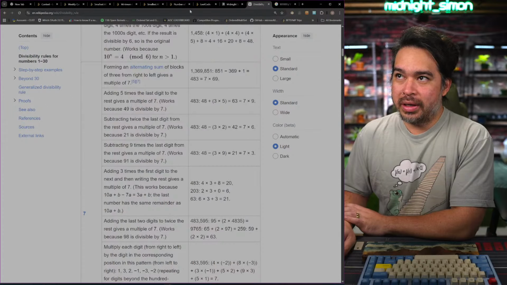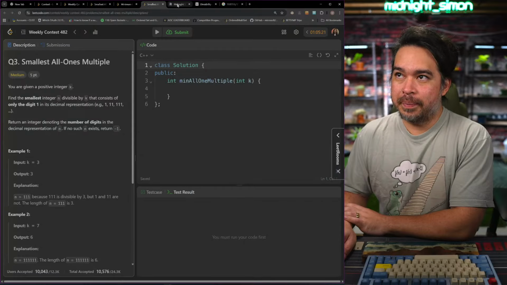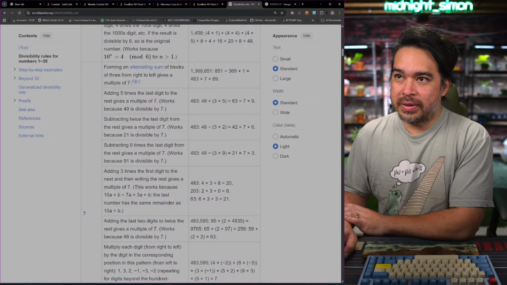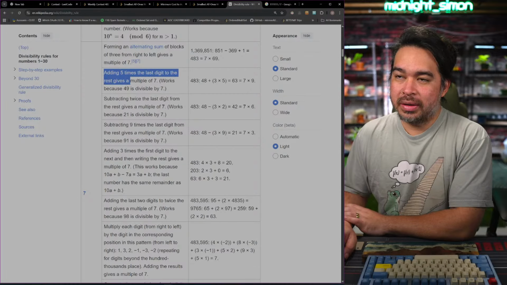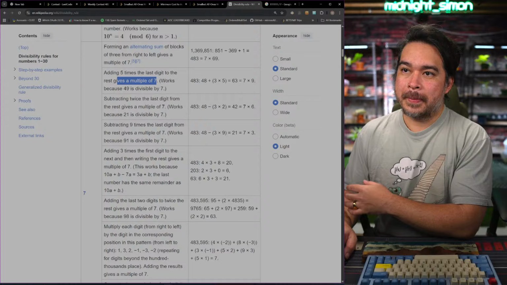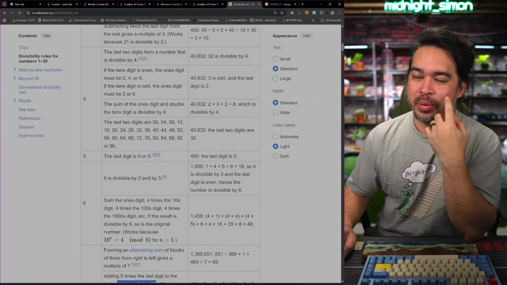Alright, let me look at this with one of the examples. This one. So 7, right? Adding 5 times the last digit to the rest gives a multiple of 7. And do I have to do some of these weird rules?